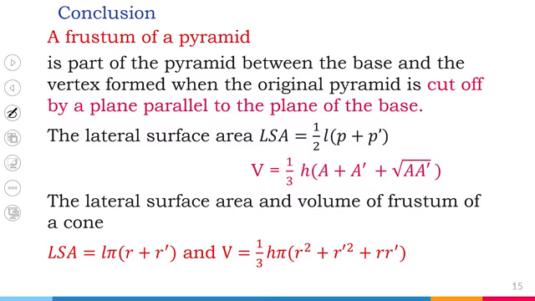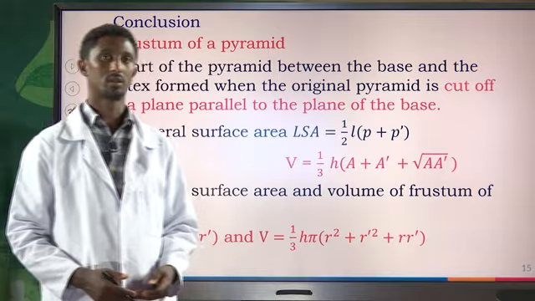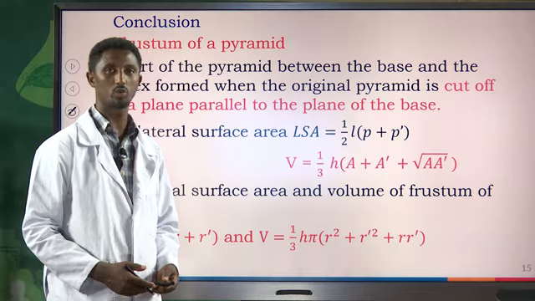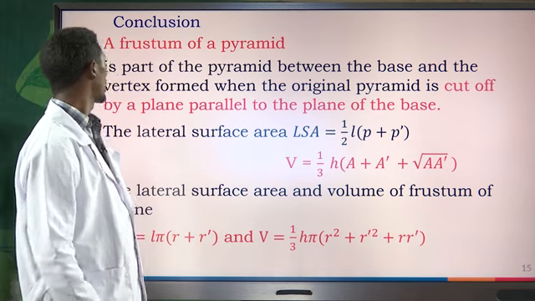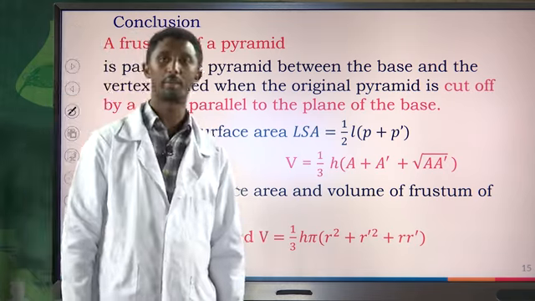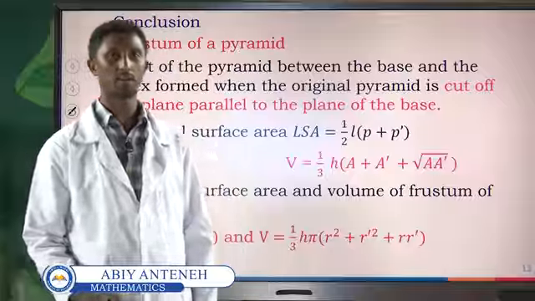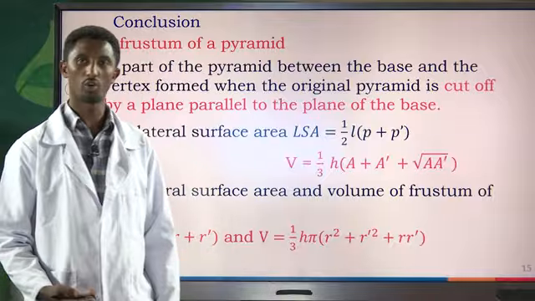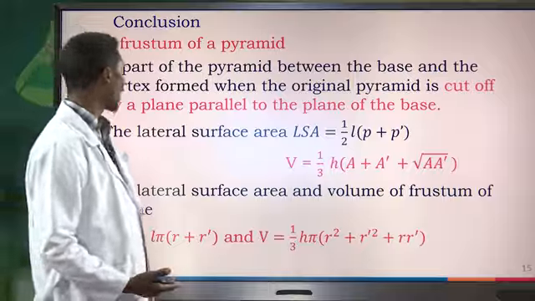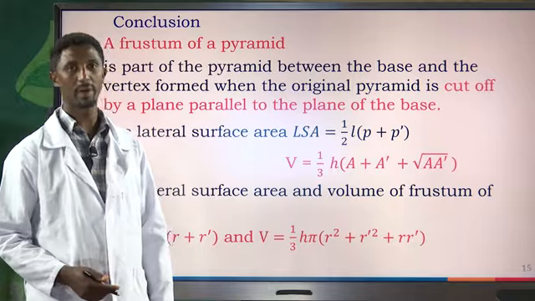What we have looked at in our lesson is about a frustum of a pyramid: how to compute the lateral surface area and volume, and also what a frustum of a pyramid and cone is. A frustum of a pyramid is the part of a pyramid between a base and a plane, formed when the original pyramid is cut by a plane parallel to the base. Similarly, a frustum of a cone is the part of a cone between a base and a plane parallel to the base that cuts off the original cone.